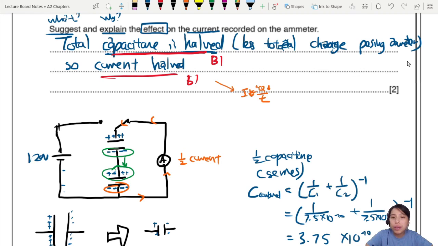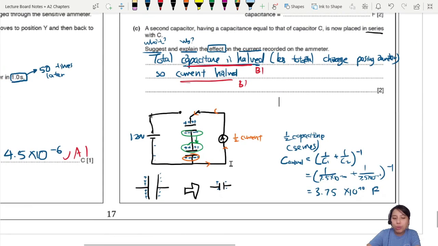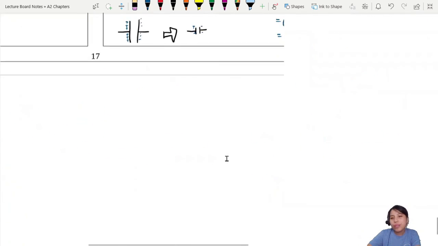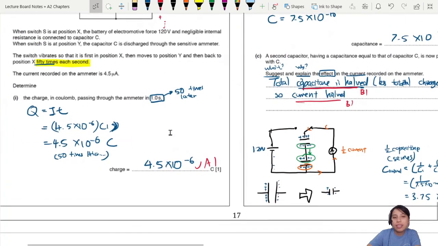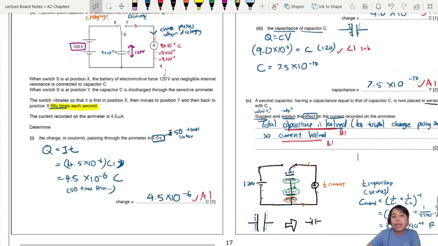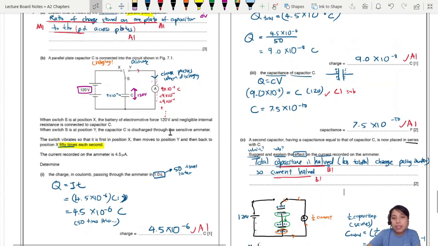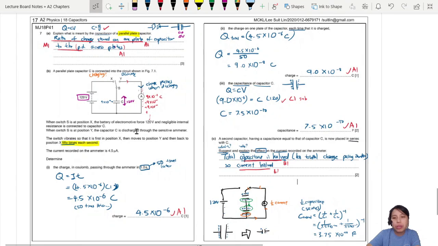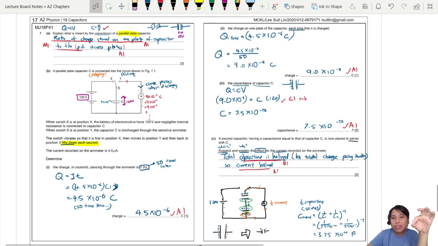Okay, so that's all for this question. This whole part is the intro to capacitors in series. You need to be able to use the equation to calculate later in the next section. But for now, this is the intro to capacitance and charging and discharging. So make sure you know how to think about all these systems working together. That's all for this video. I will see you in the next unit about capacitors in circuits, series and parallel.